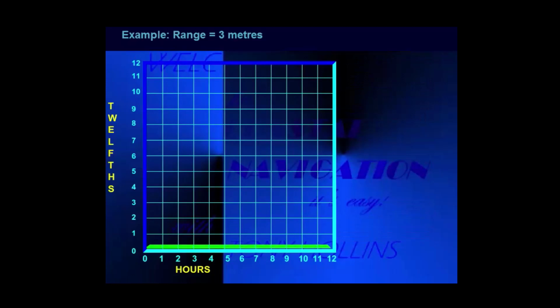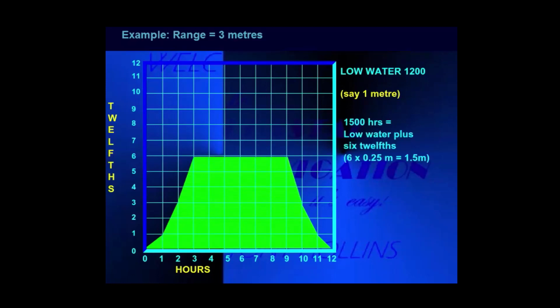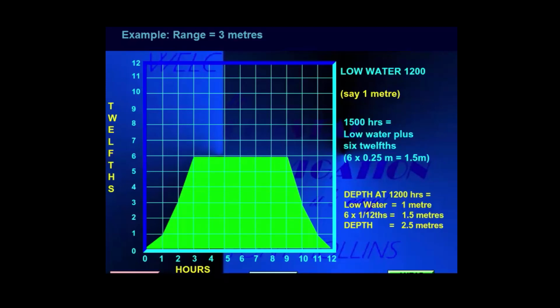If low water was at 1200 hours, for example, with an expected range of 3 meters, at 1500 hours the depth would be low water plus 6/12, 6 by 0.25 meters, a total of 1.5 meters.